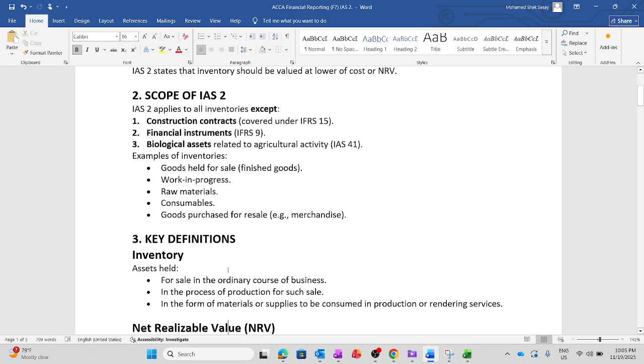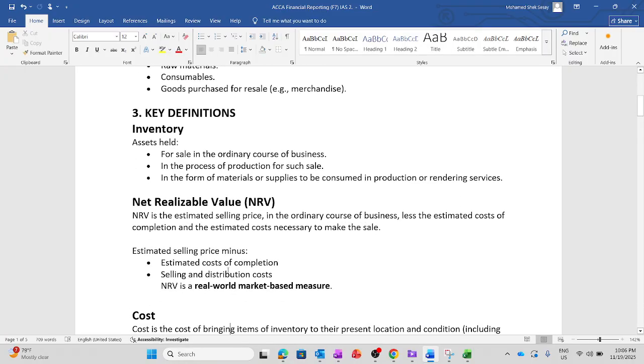So now let's understand the key definition, a very important concept. We are talking about inventory: assets held for sale in the ordinary course of business. As I mentioned earlier, the business strategic objective is the source through which the business can generate revenue. That particular sale, we can account for it as inventory. Also, we can account for assets in the process of production for such sales. Very important. Then finally, in the form of materials or supplies to be consumed in production or in the rendering of service.